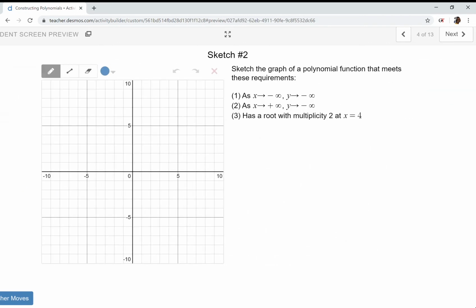Slide 4, sketch 2. Again, your minimal requirements and end behavior. Here, when x is 4, it has a multiplicity of 2, so here I should see a bounce. You guys fill in between, and for end behavior, you can go through other points, but it needs to have a bounce at x equals 4.